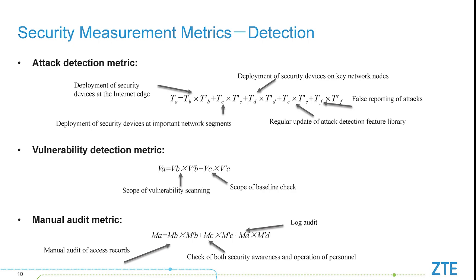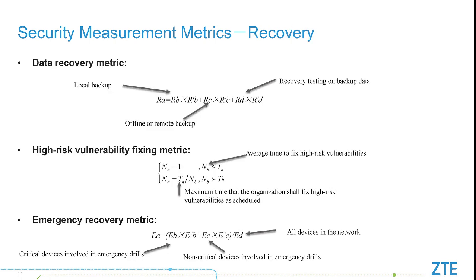The second layer is the detection capabilities. We have the attack detection metrics and vulnerability detection metrics to evaluate whether the system can detect abnormal events like attacks or inside vulnerabilities. And also we have the manual audit metrics to check the security awareness of the personnel. The third one is the recovery capabilities. We have the data recovery metrics and the high-risk vulnerability fixing metrics.